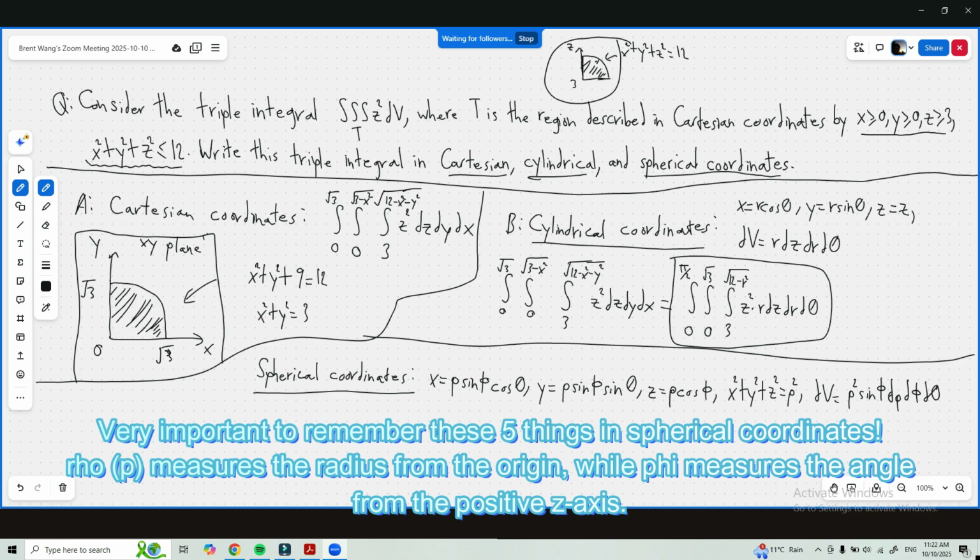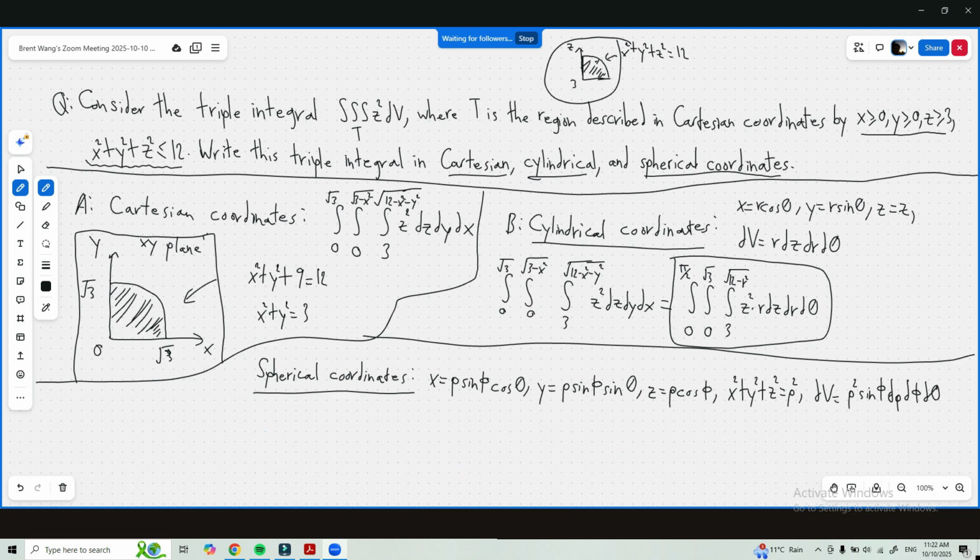So in this region T, when we have x squared plus y squared plus z squared is equal to 12, this gives us rho squared is equal to 12, which means rho is equal to root 12, or you can say 2 root 3. This is what this sphere looks like in spherical coordinates. On z equals 3, this plane z equals 3, we have rho cos phi is equal to 3. So that means rho is equal to 3 secant phi.